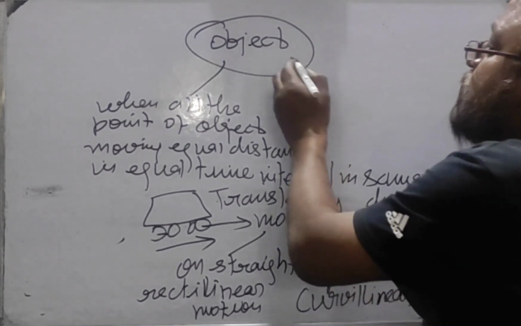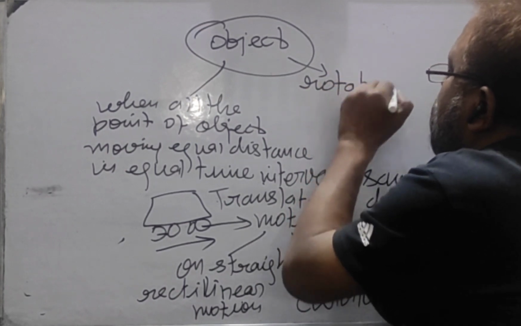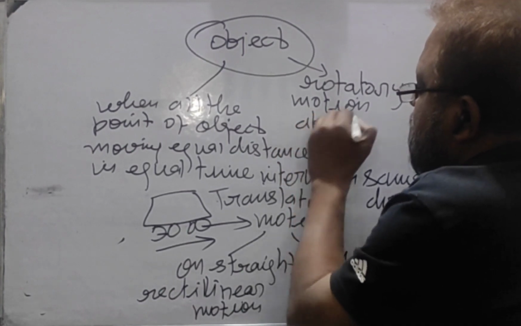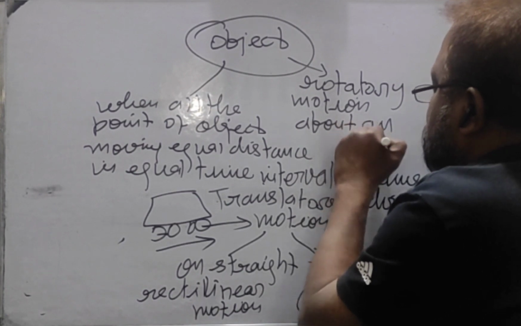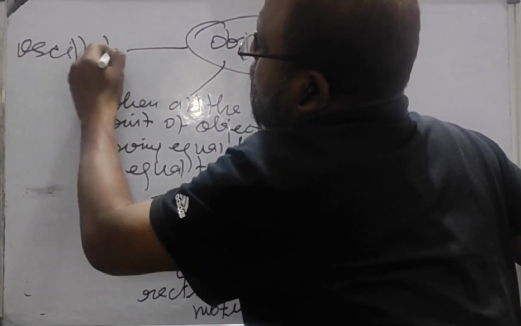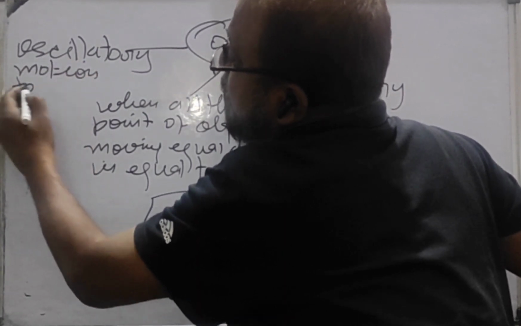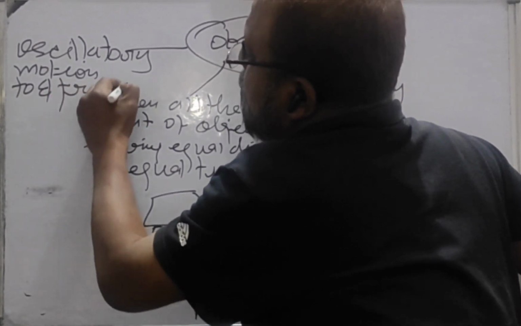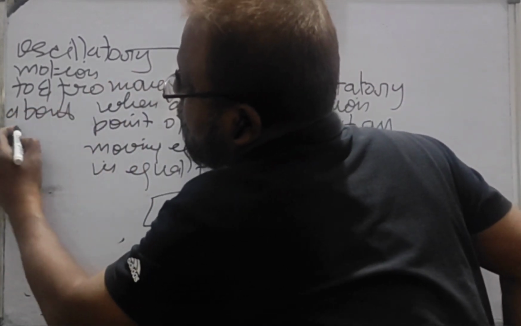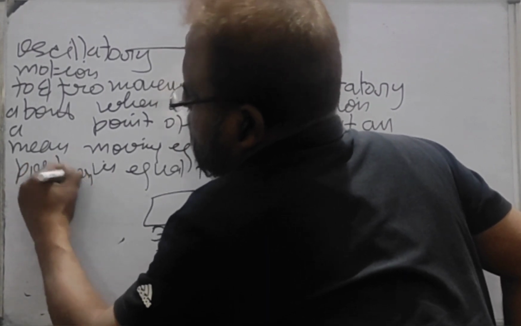ठीक है? एक दूसरे तरह का मोशन होता है रोटेटरी मोशन, राइट? अबाउट एन एक्सिस। फिर होता है ऑसिलेटरी मोशन। ऑसिलेटरी मोशन क्या होता है? टू एंड फ्रो मूवमेंट about a mean position। ठीक है? सही है?